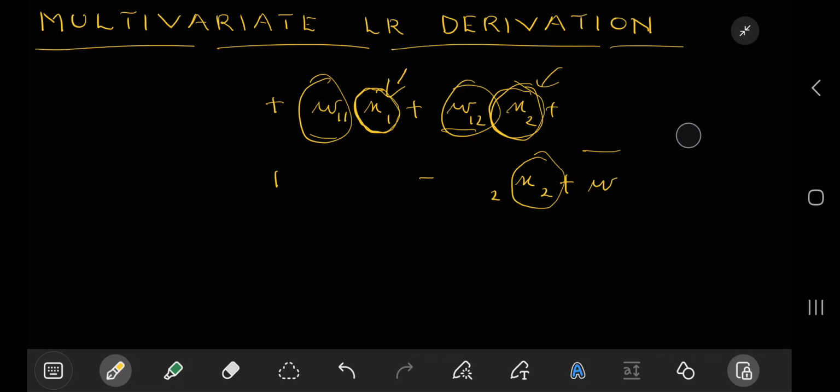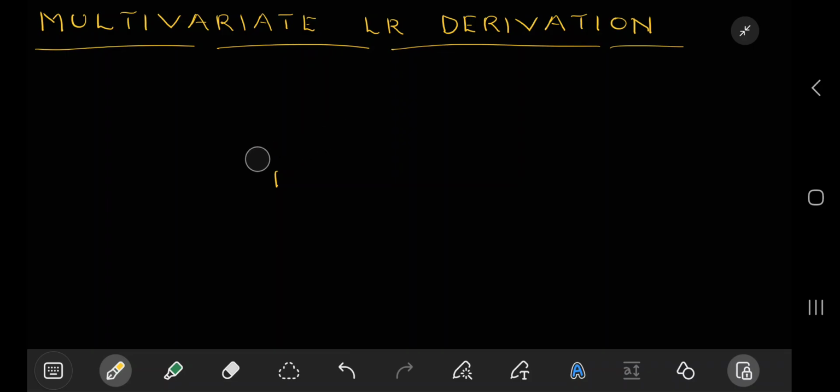Let me erase all this off and we'll start with the derivation. So before we start with the derivation, you need to be very clear with all the variables we are going to use, all the dimensions of each matrix. Whenever we are dealing with matrices, you need to know the dimensions of each matrix. You need to understand why each matrix is of what dimension, and then you need to understand how we are going to do mathematics with it.